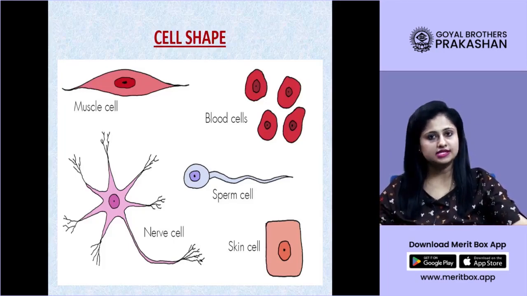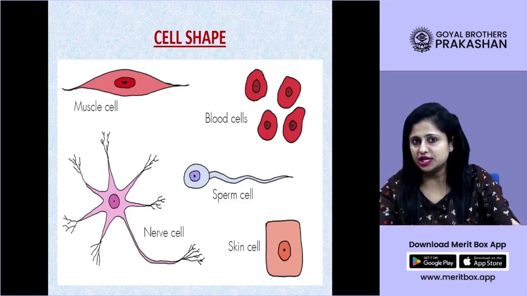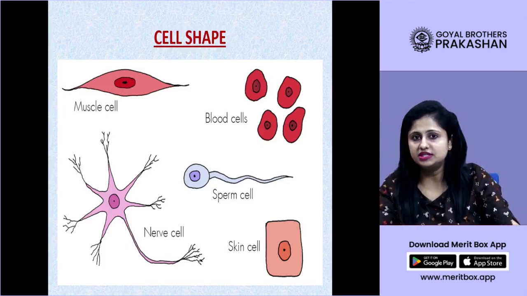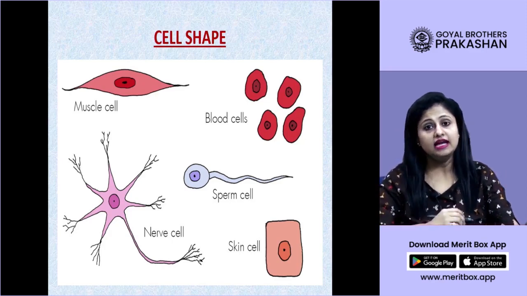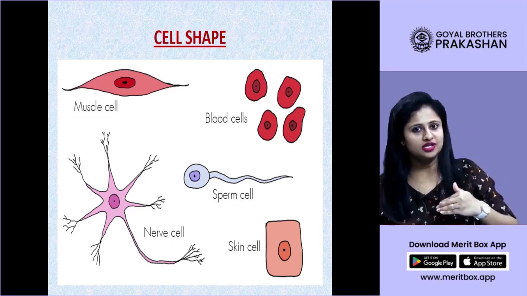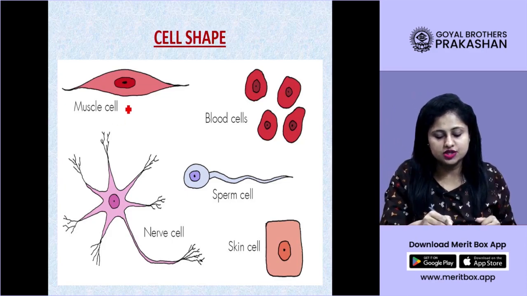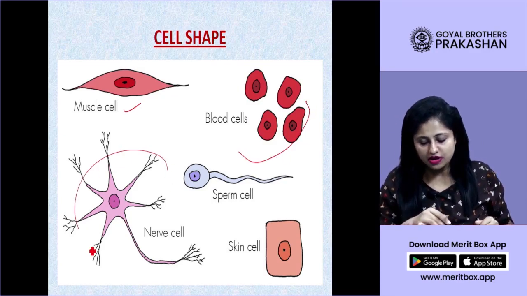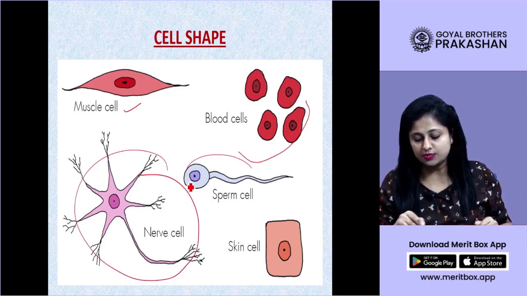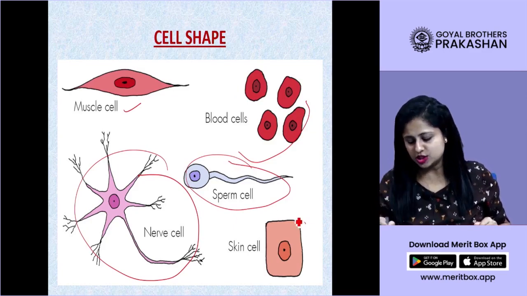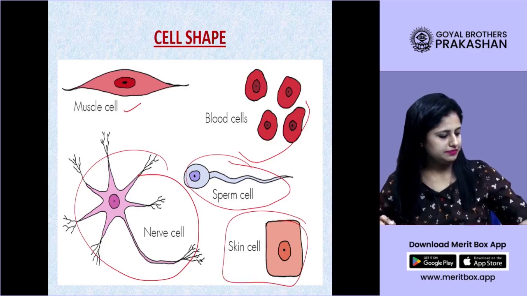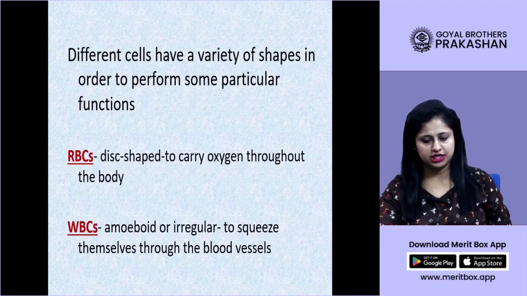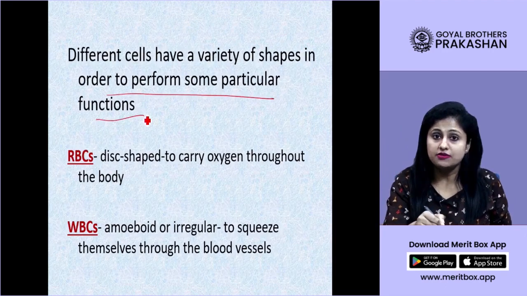Now come to the cell shape. There are many types of shapes of the cells present in our body, and they all perform different functions, and they are well adapted to perform different functions also. For example, this is the shape of our muscle cell. This is the shape of our blood cells. This is the shape of our nerve cell, and this is the shape of the sperm cell. Plus, this is the shape of our skin cell. Now, different cells have a variety of shapes in order to perform particular functions.